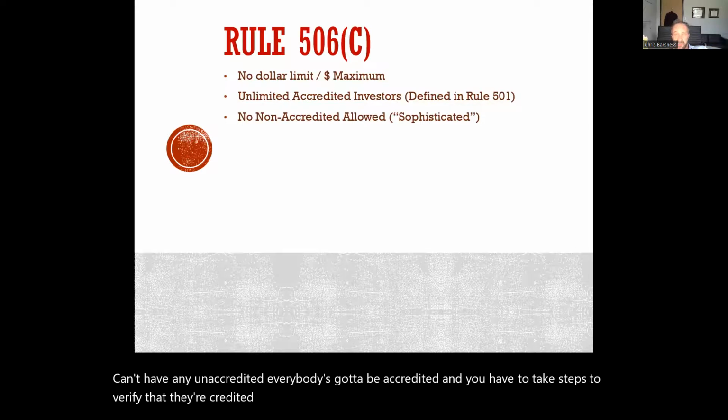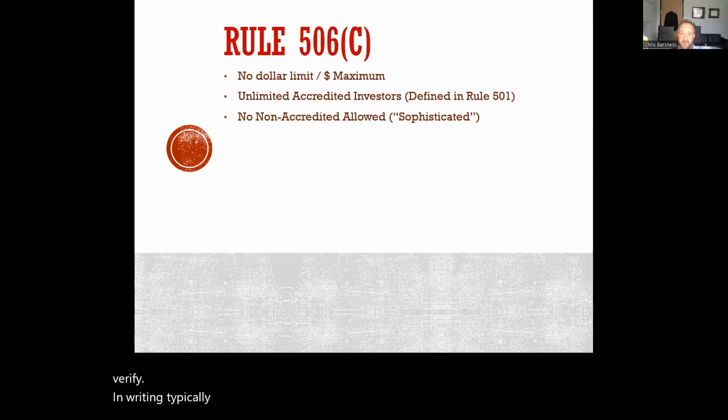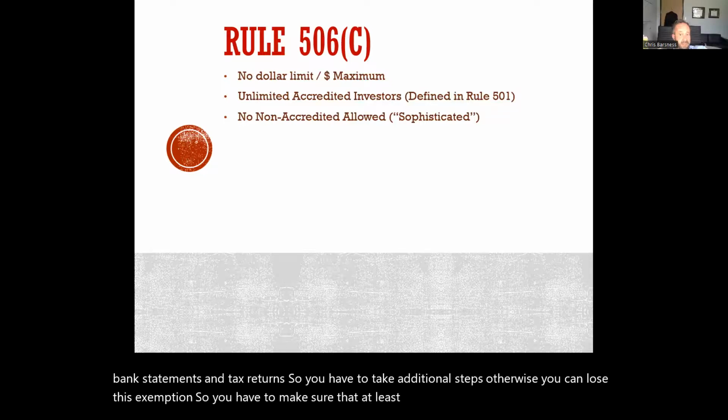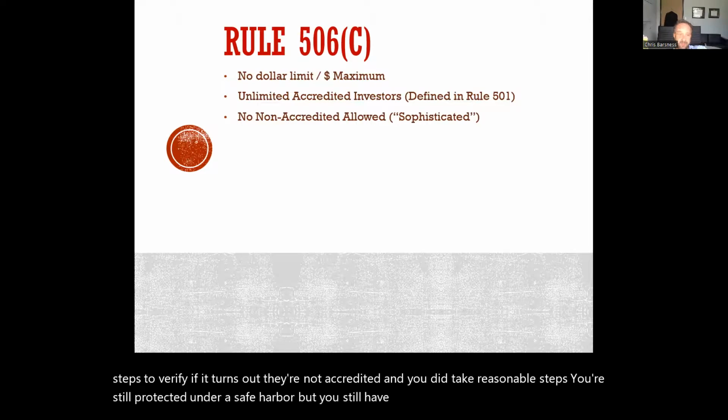So in 506B, you can just have them check a box and sign, basically saying, yes, I'm accredited. In 506C, you have to take steps to verify in writing, typically like a letter from their CPA that verifies they're accredited, or looking at their bank statements and tax returns. You have to take additional steps, otherwise you can lose this exemption. So you have to make sure that you've taken reasonable steps to verify. If it turns out they're not accredited and you did take reasonable steps, you're still protected under a safe harbor, but you still have to show that you took those steps.